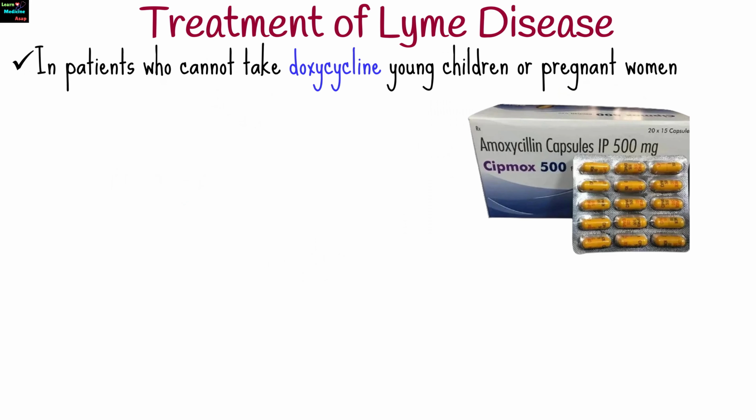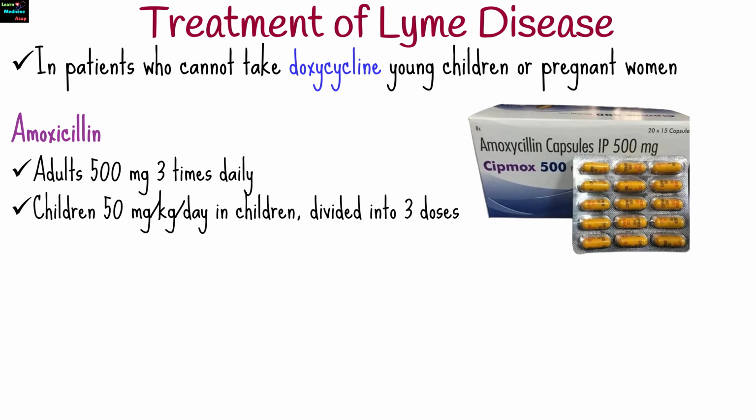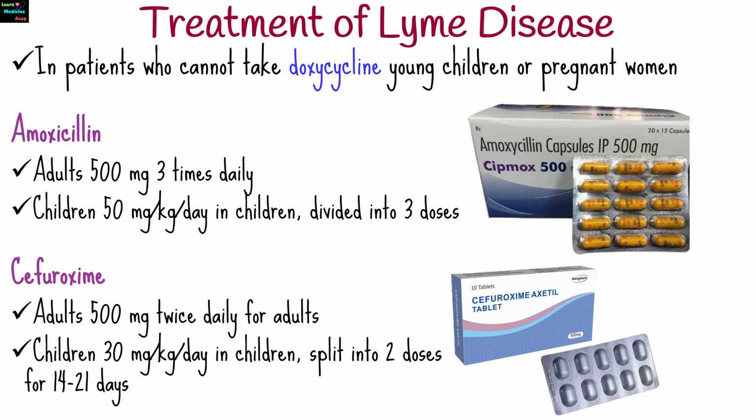In patients who cannot take doxycycline, such as young children or pregnant women, alternatives include amoxicillin and cefuroxime axetil. Amoxicillin is given at 500 mg 3 times daily for adults and 50 mg per kilogram per day in children, divided into 3 doses. Cefuroxime is dosed at 500 mg twice daily for adults and 30 mg per kilogram per day in children, split into 2 doses. Both alternatives are given for 14 to 21 days.